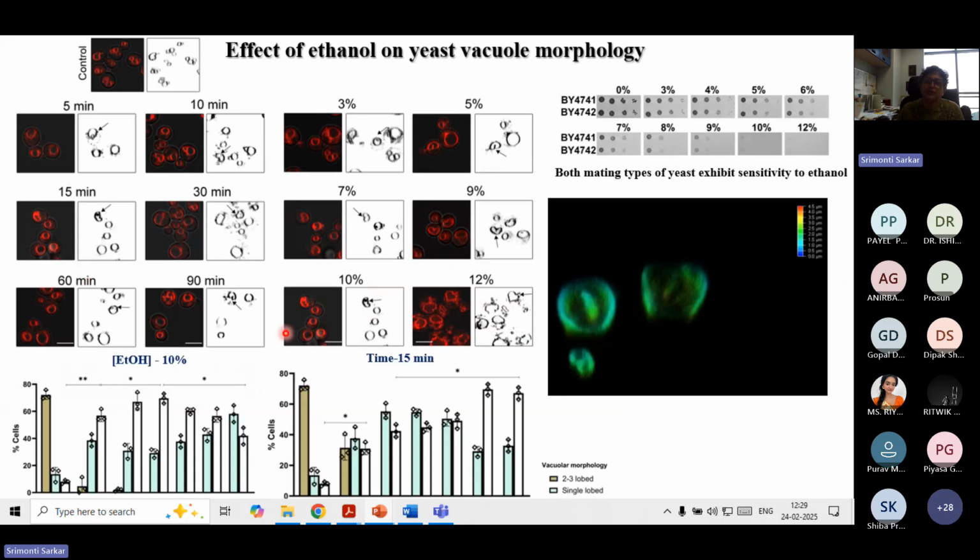So very briefly, I'm going to show you 1 or 2 data slides. What we've seen is that when we subject yeast cells to increasing ethanol concentrations, our lab strains stop growing at 12% and they're barely alive at 10%. If we do a time kinetics of exposing yeast cells to ethanol, you can see that in control cells, the cells have 2 to 3 vacuole lobes. Very quickly, those lobes fuse and become a single vacuole compartment. And this is also observed with increasing concentrations of ethanol.